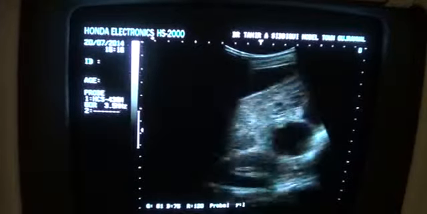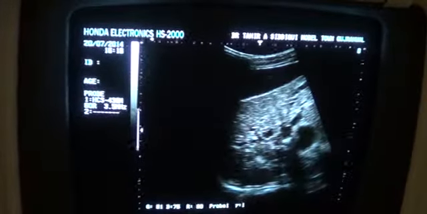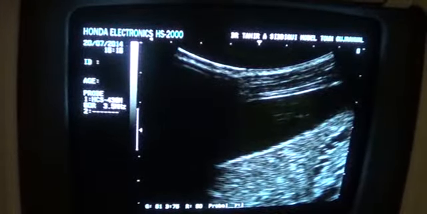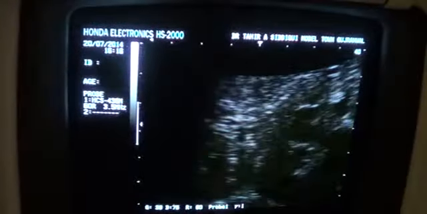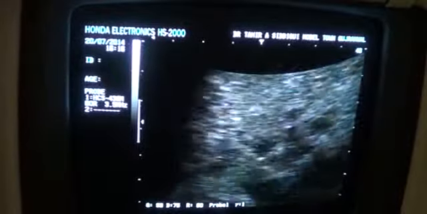So anyways, now this is the portion where we see the, I am magnifying the image.